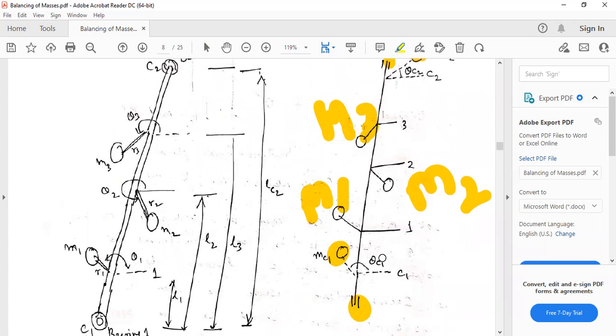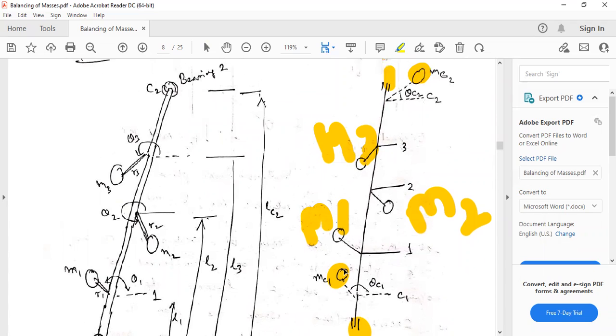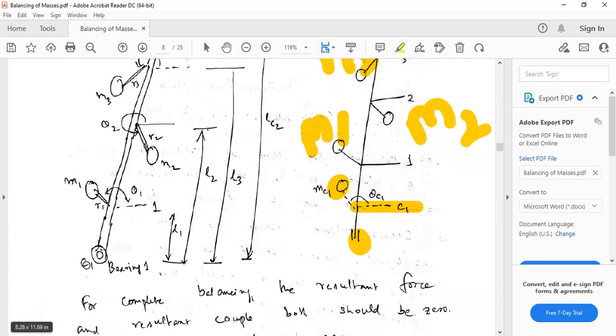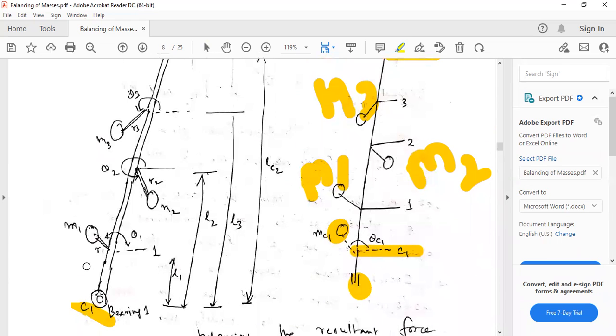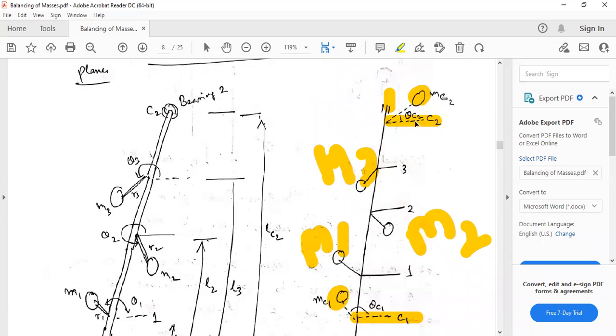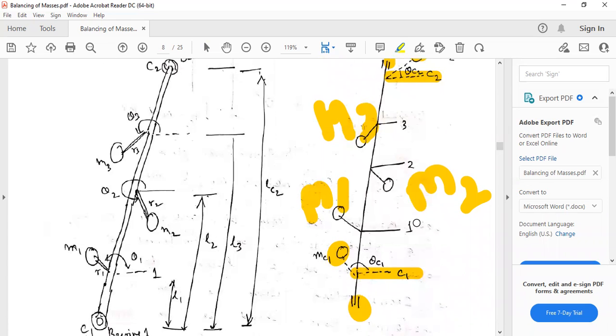So we have just assumed that the angles will be theta c1 and theta c2. c1, c2 are just horizontal lines here. Don't get confused with this bearing c1, c2. Forget about this c1, c2 here. It is actually mistakenly written. c1 and c2 are the horizontal lines with respect to which we measure their angles, theta c1, theta c2.